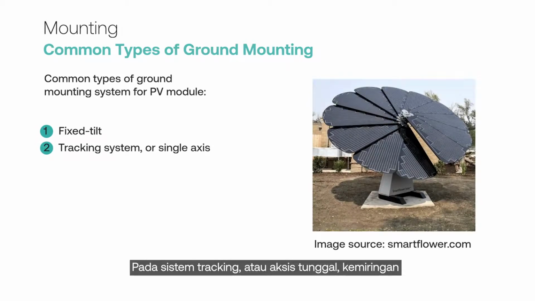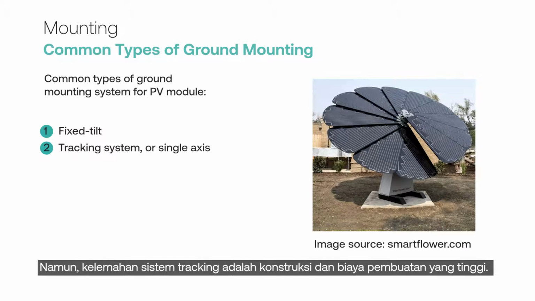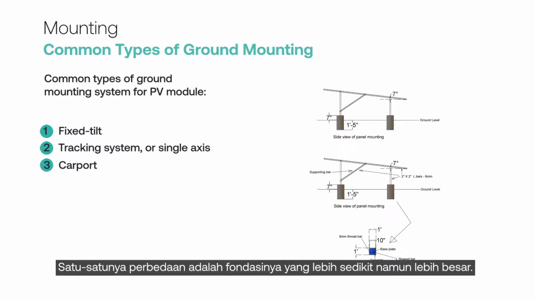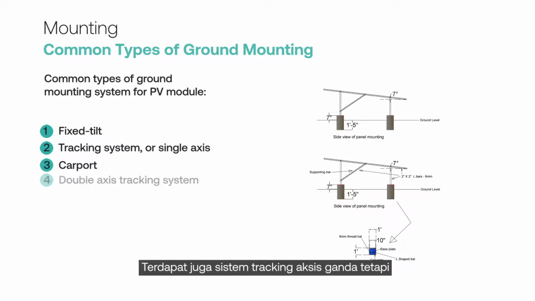Tracking system or single axis can adjust its tilt to follow the sun movement so that the module can get better daily irradiance. However, its weakness is that the construction and fabrication cost is higher. Carport is similar to fixed tilt type. The only difference is its foundations are lower in number but bigger in size. Double-axis tracking system is also applied, but very rare because of its much higher cost, both for the capital and the operational.